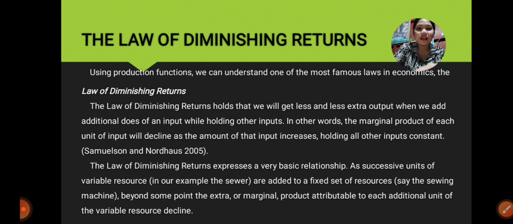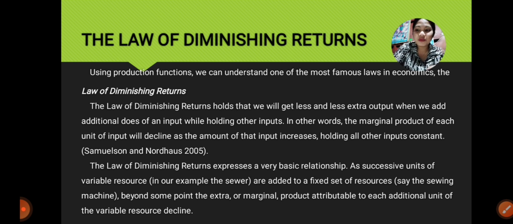An example of that is, the more sewers added to sew t-shirts using the sewing machine, the more crowded the sewing machines become, because the marginal product of the additional sewer will decline.